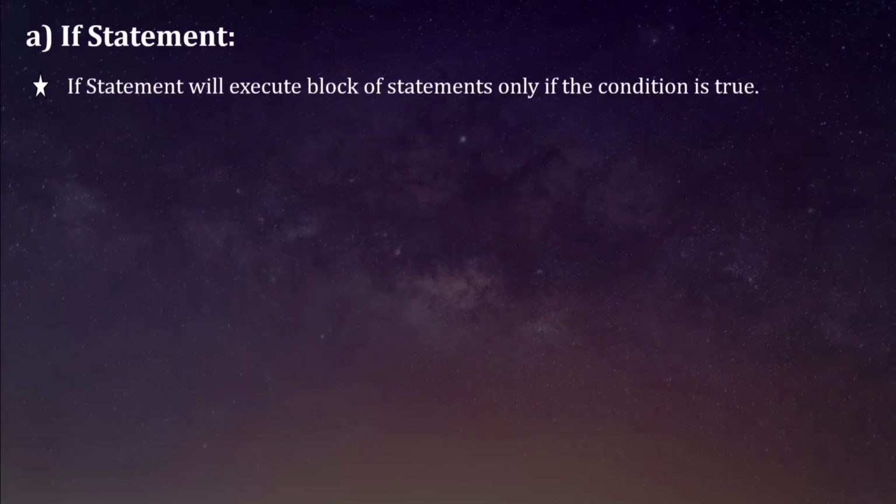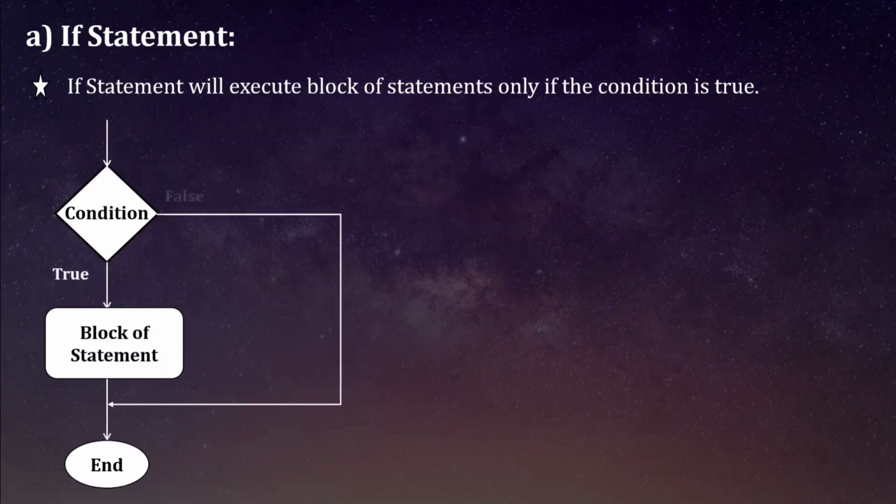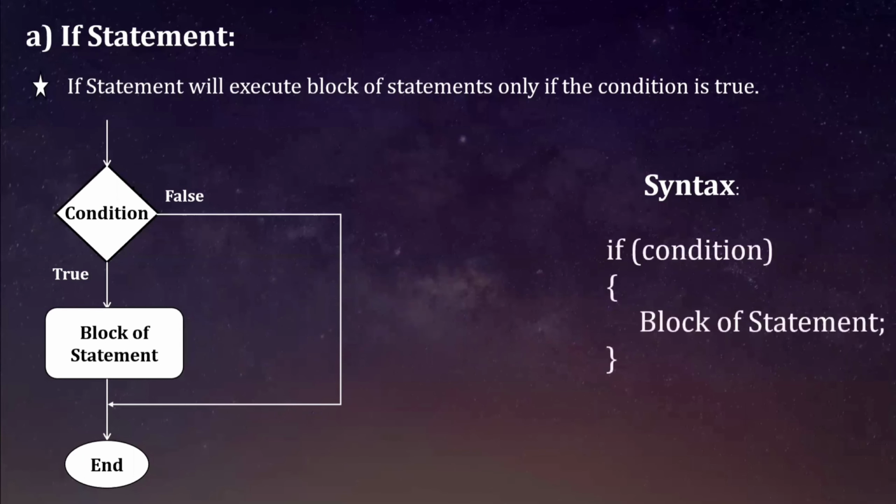If statement will execute block of statement only if the condition is true. Here you can see the example block diagram. The diamond shape always represents conditional block. Here, if that condition evaluates to true, then the block of statement will execute. Otherwise, it directly goes to the end of code. Syntax for using this if statement: if condition and then the block of statement inside the curly braces.